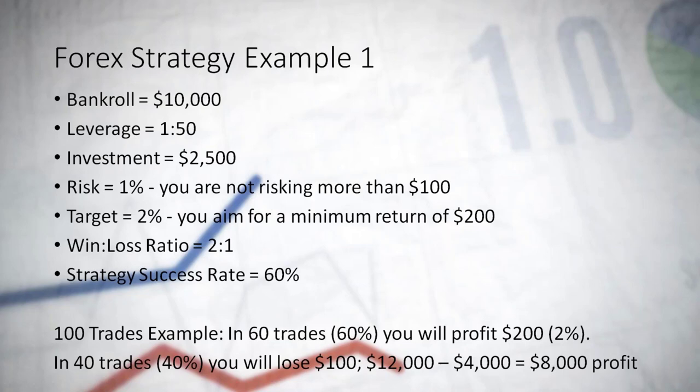Again, let's use the example of the bankroll of $10,000. The leverage which we're using, for example, is 1-to-50, and the investment is again $2,500 from our bankroll in every trade. At the same time, we will be following the 1% rule in each of our trades, meaning that we're not going to risk more than $100 for the trade. And then we're going to set a target of 2% on the chart, meaning that if we're risking $100, we're aiming for a minimum return of $200 in each trade. This is a win-loss ratio of 2-to-1.